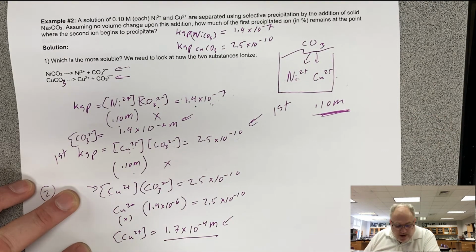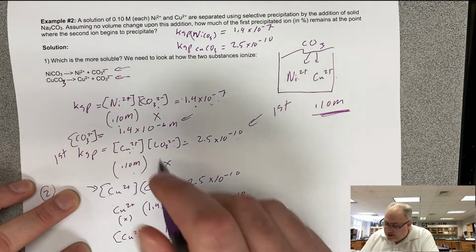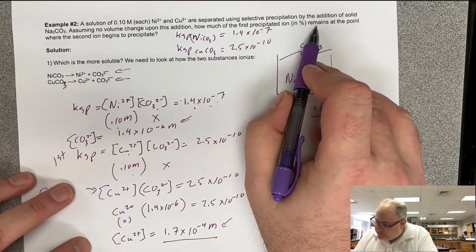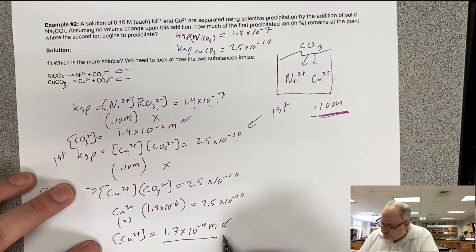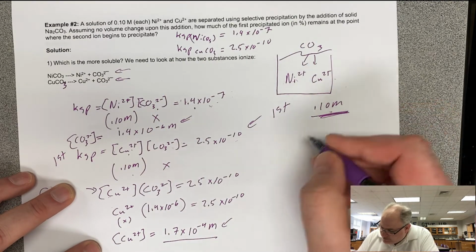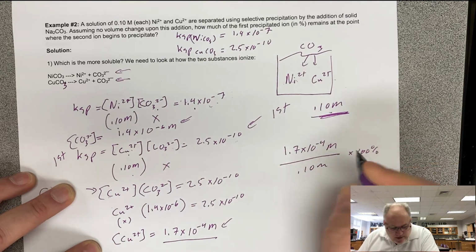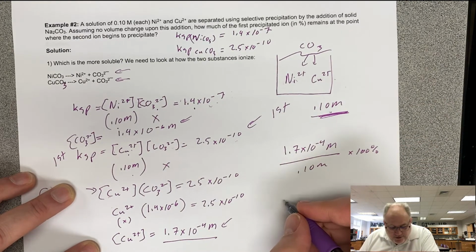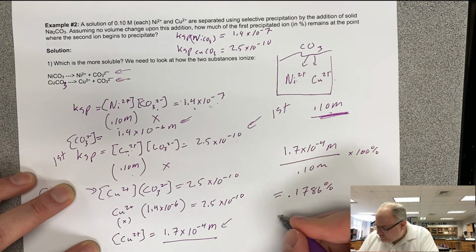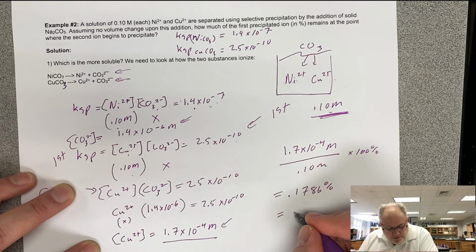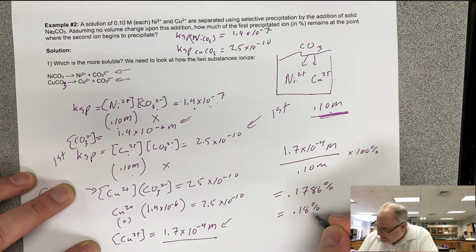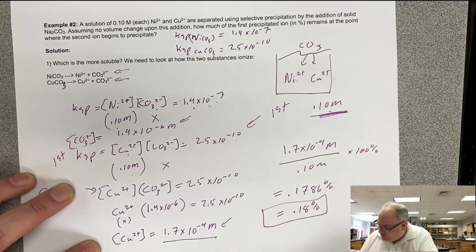Now, they're asking what percentage is still left when the second starts to form, right? They say, how much of the first precipitate in percentage remains when the second precipitate starts to form? We know this is the original amount, so couldn't we go 1.7? And if I do that, we have to round to good significant figures, so we're going to end up with 0.18% left over. That is not a whole lot.